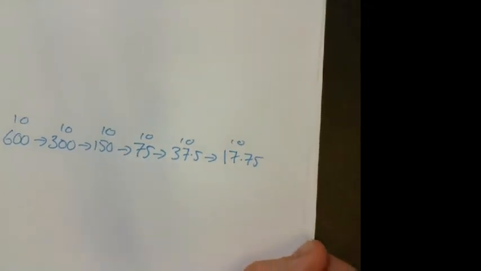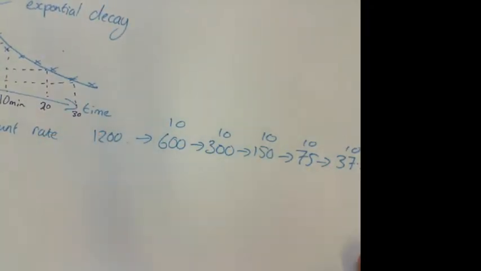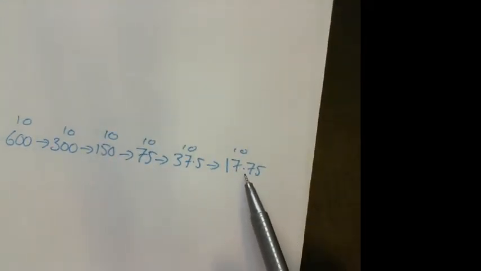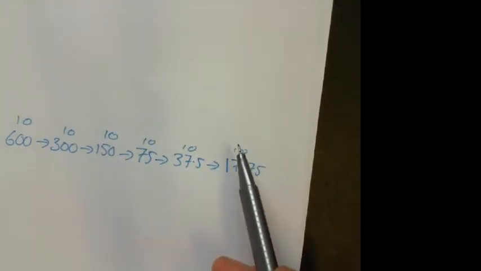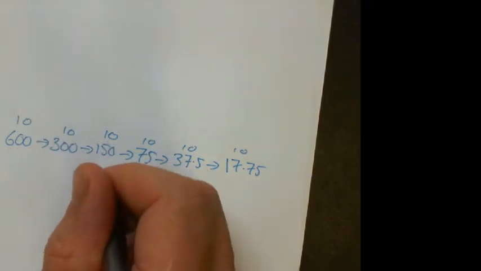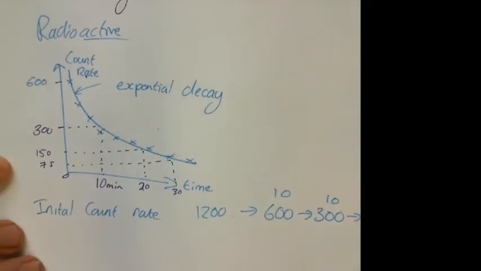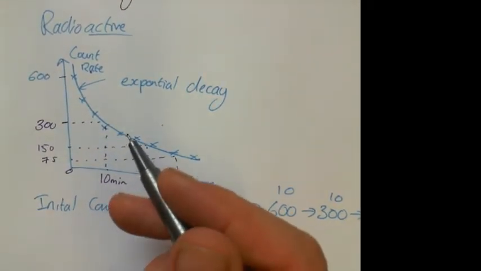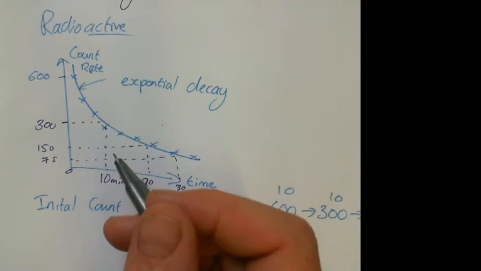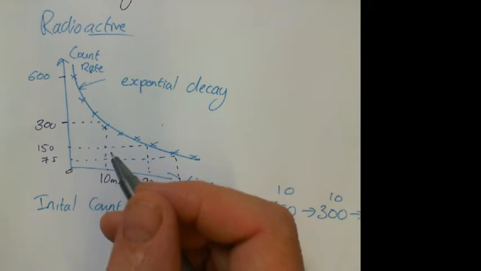So if I had a source that I knew started at 1,200 and it now had a count rate of 17.75, I know that it is 10, 20, 30, 40, 50, 60. I know that it is 1 hour old. And that's the advantage of knowing the half-life. You can work out how old a source might be, or you can work out how radioactive it will be in a certain amount of time. So they're the two uses for it. You can go one way or the other.